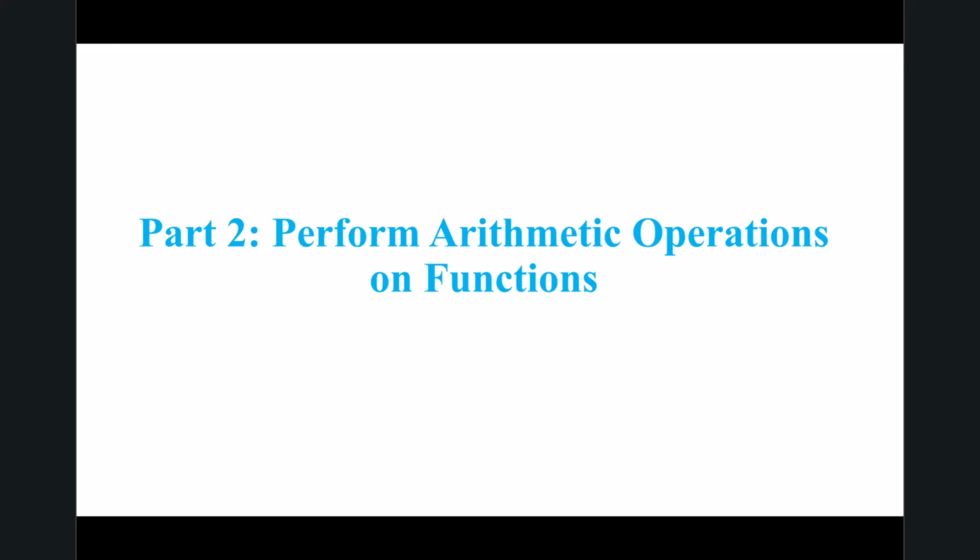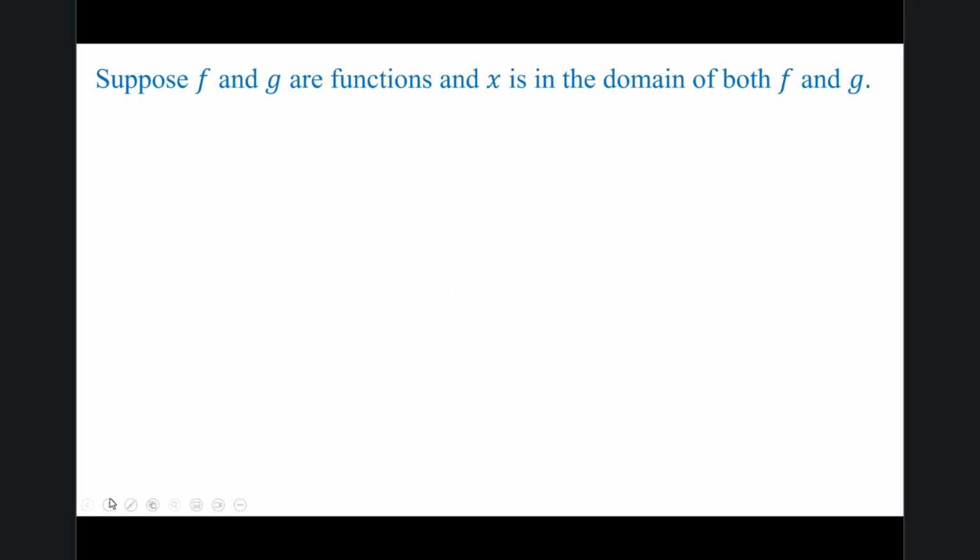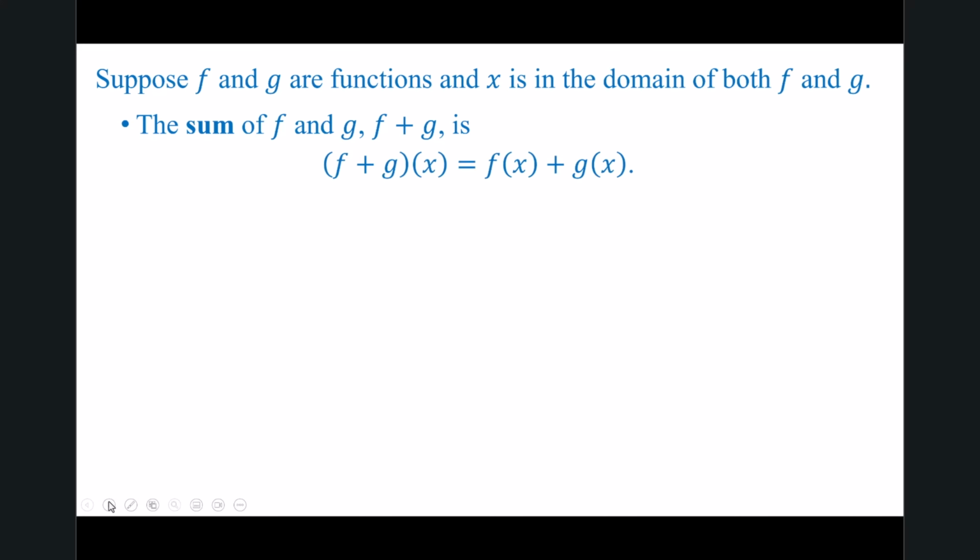Part 2. Perform arithmetic operations on functions. Suppose f and g are functions and x is in the domain of both f and g. Then the sum of f and g, f plus g, is f plus g of x equals f of x plus g of x. So note this notation that if I have f plus g of x, that means I take f of x and add that to g of x.